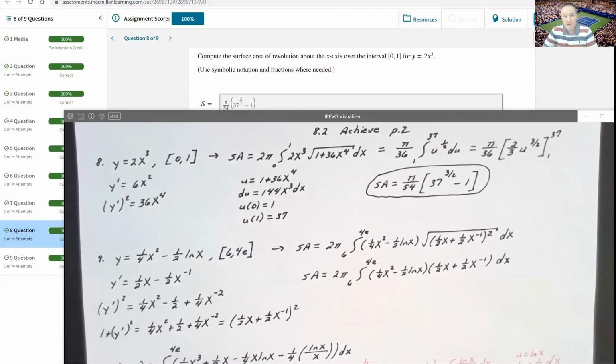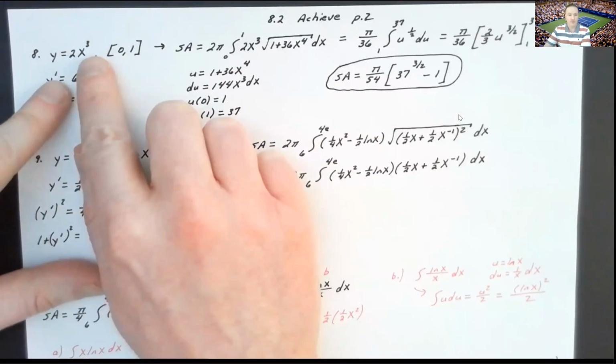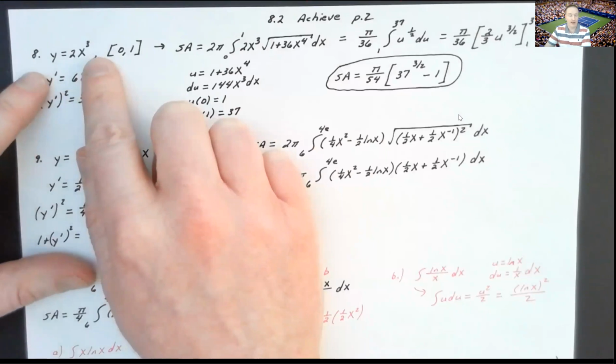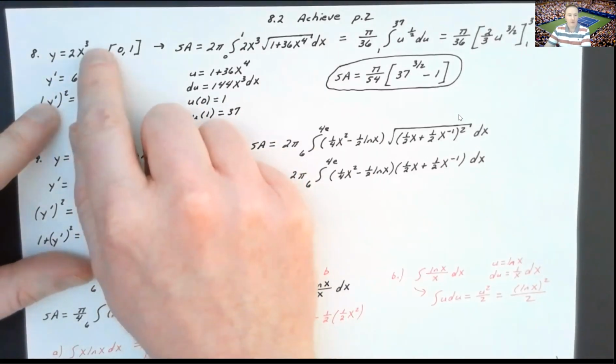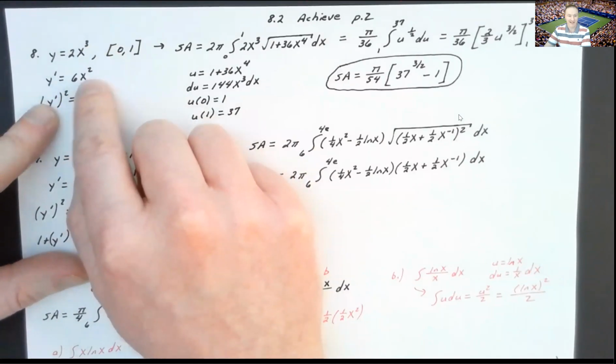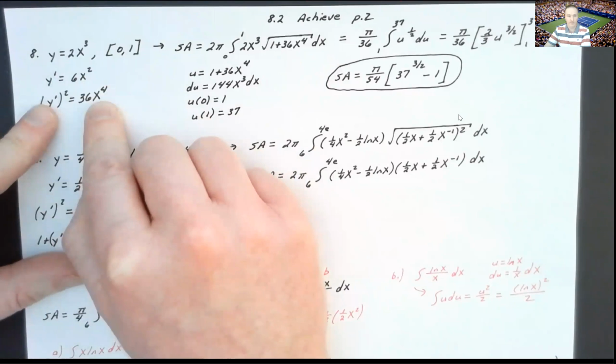Number 8, it asks us to find the arc length of the cubic function 2x cubed from 0 to 1. All right, and they're wanting an exact answer on this one. So I took my 2x cubed and I said, well, I know I'm going to have to take the derivative and square it for my formula. So the derivative was 6x to the second. If I square that, I get 36x to the fourth.